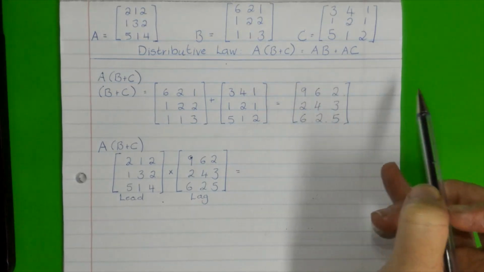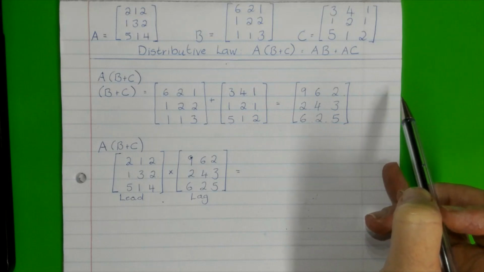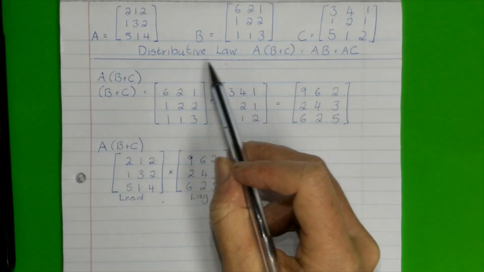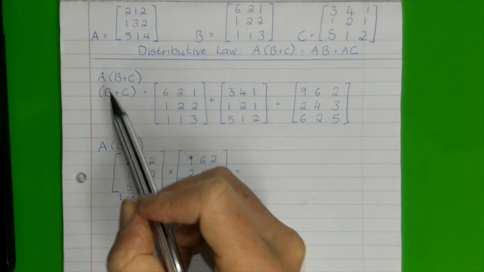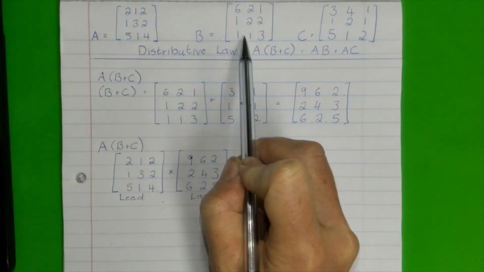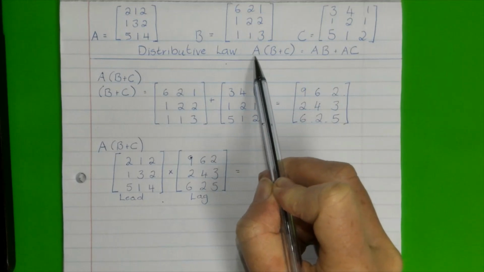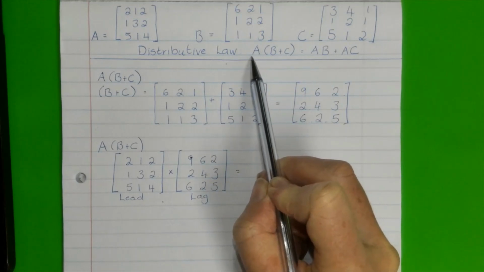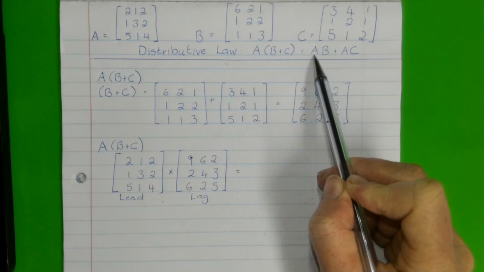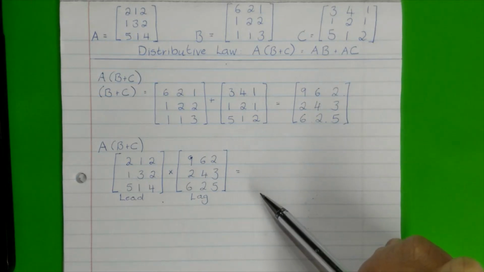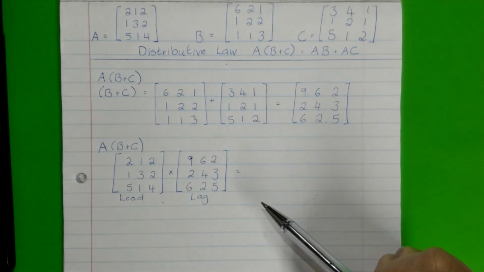In this example, we're going to show that matrix algebra does follow the distributive law. We've got matrix A, matrix B, and matrix C, and we're going to show that whether we do this calculation here or this calculation here, we're going to end up with the same answer.